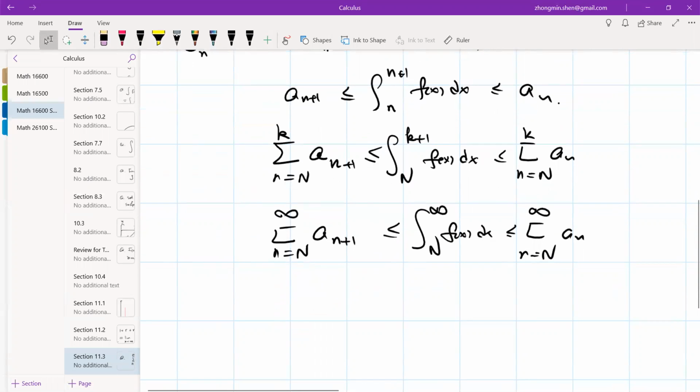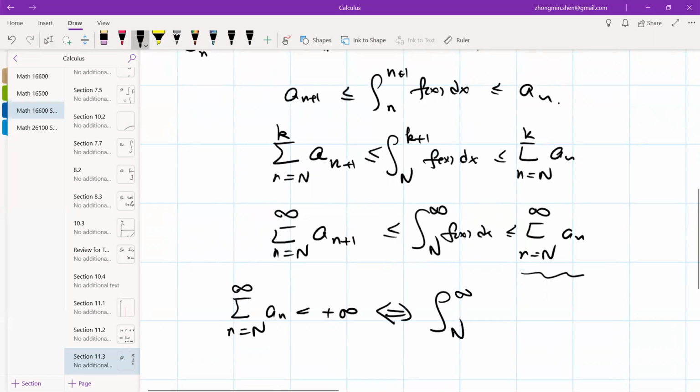So that means if the series is convergent, then the integral is convergent, because if this is finite, the integral is finite. If the integral is finite, you can make the other one finite. Okay. So this concludes that one is convergent if and only if the other is finite. Convergent or finite, same. All right. So it's the same.